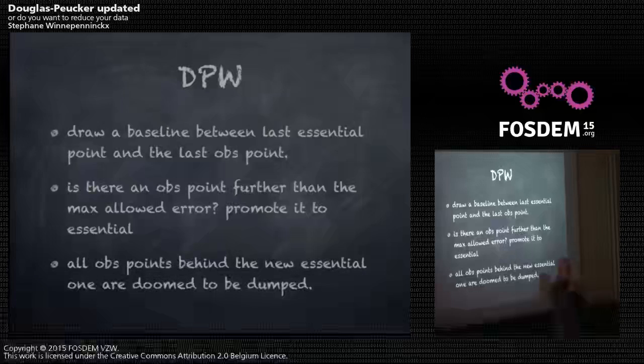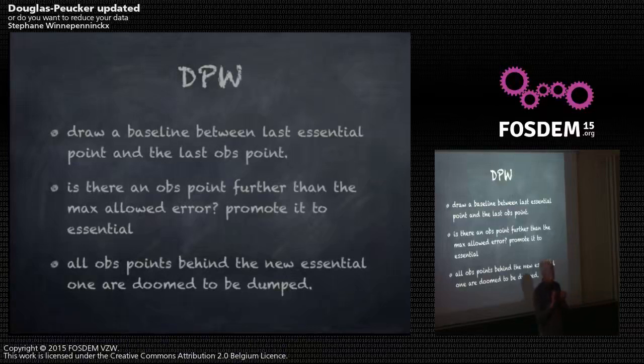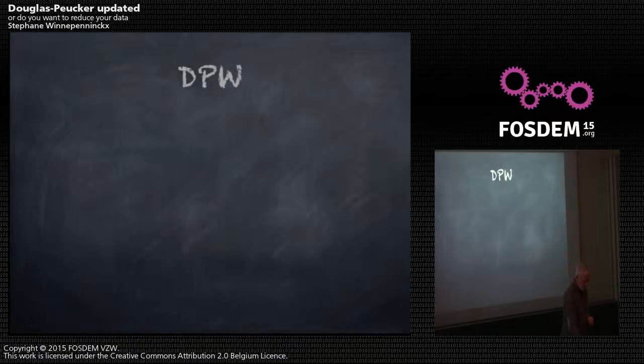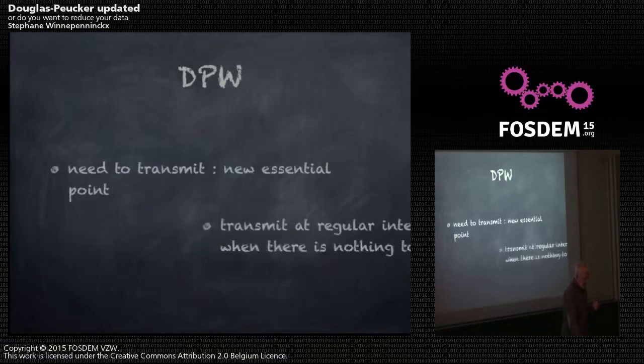All the other observation points that are older than the newly promoted one are dumped. They will never be promoted. It is not necessary to keep them in memory. So you can dump them, and if you have to transmit your position, you transmit the new promoted essential point.